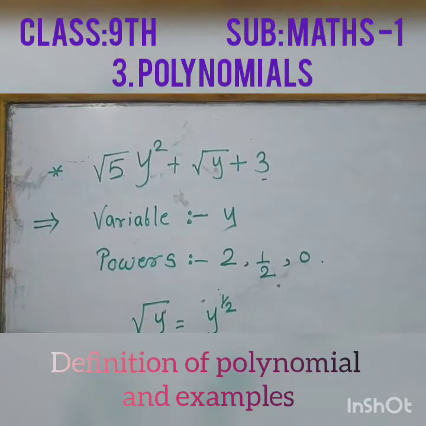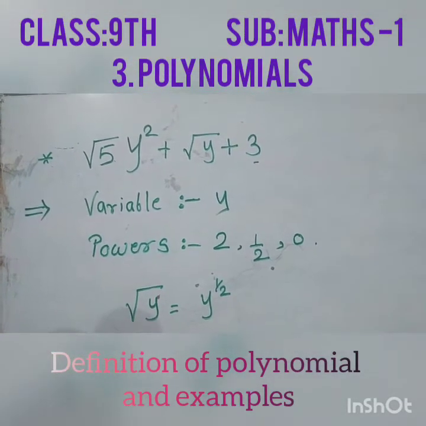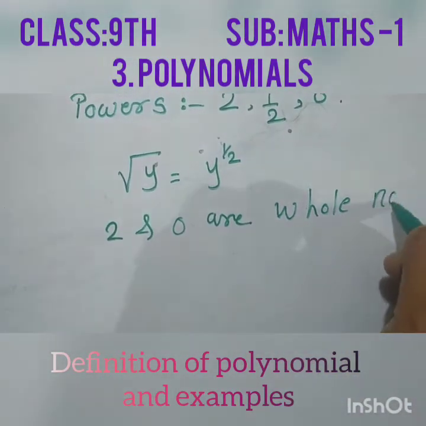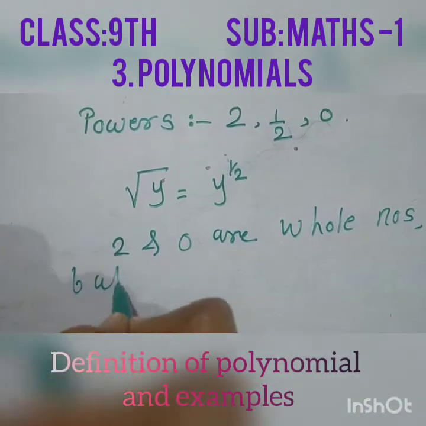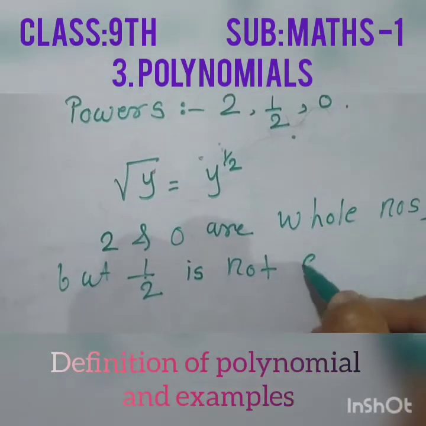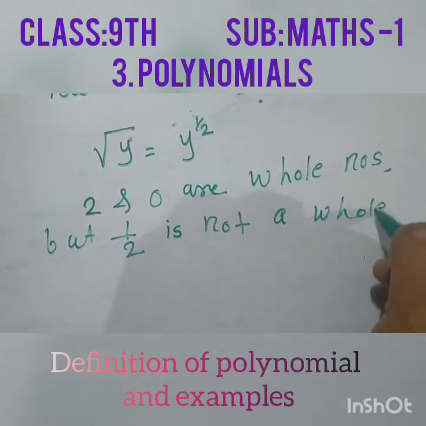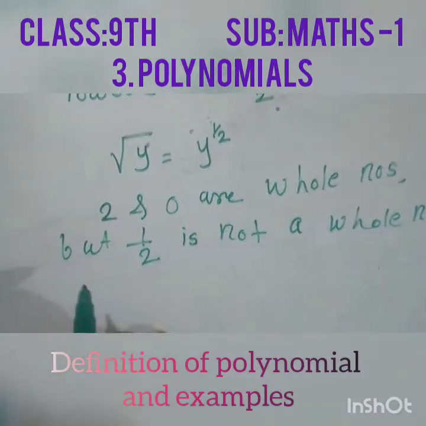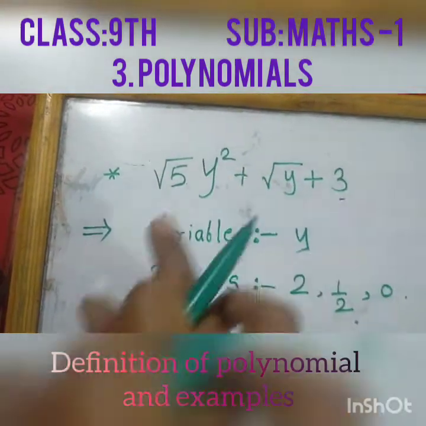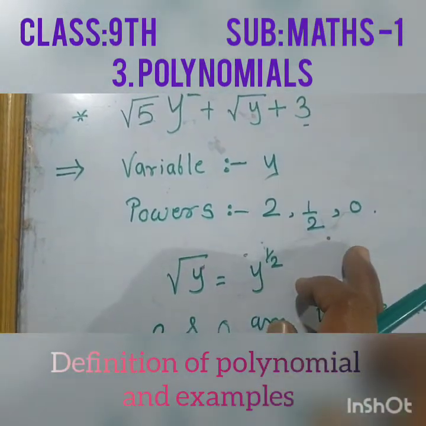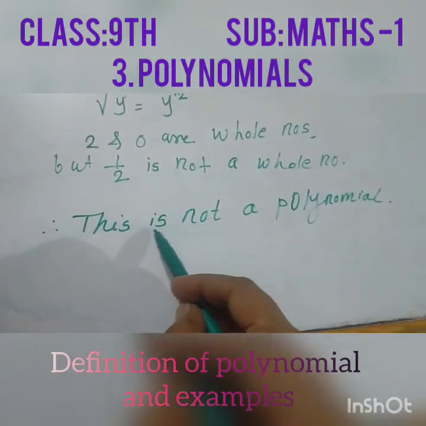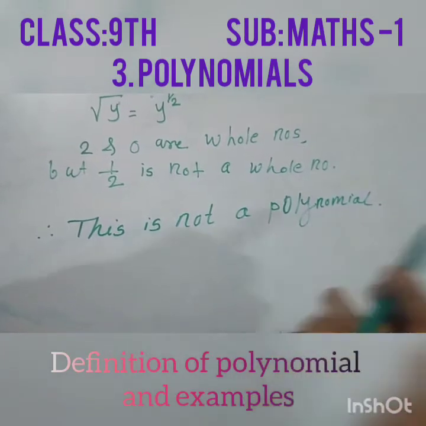It means here 2 and 0 are whole numbers, but 1 upon 2 is not a whole number, right? Because it is a fraction. Therefore, in this polynomial, all powers are not whole numbers. Therefore, this is not a polynomial.